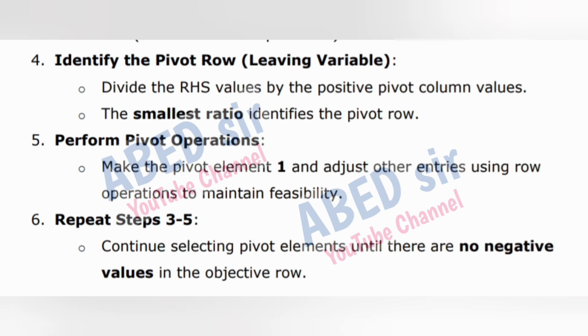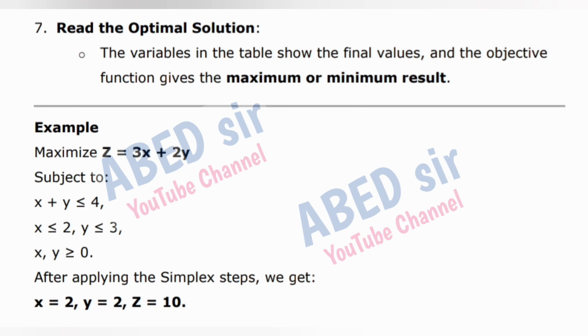5. Perform pivot operations. Make the pivot element 1 and adjust other entries using row operations to maintain feasibility. 6. Repeat steps 3 to 5. Continue selecting pivot elements until there are no negative values in the objective row. 7. Read the optimal solution. The variables in the table show the final values, and the objective function gives the maximum or minimum result.